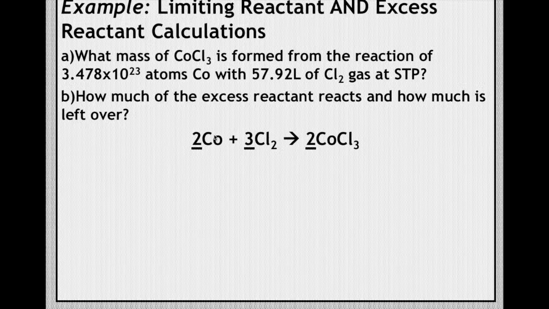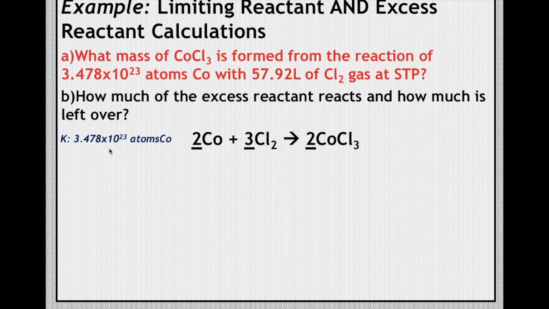So let's do the part we already know. Cobalt chloride is formed, so that's our product, and the reaction is cobalt with chlorine gas. And you would just balance the reaction, which I've already done here. So we're doing this part of the question first.